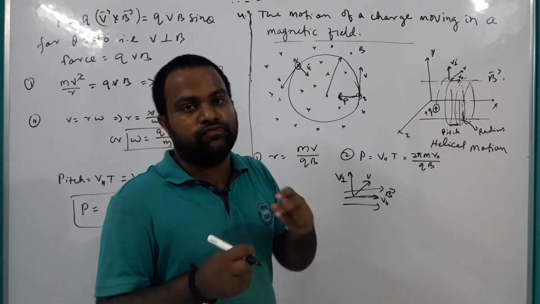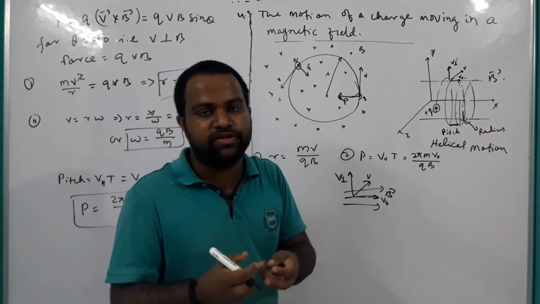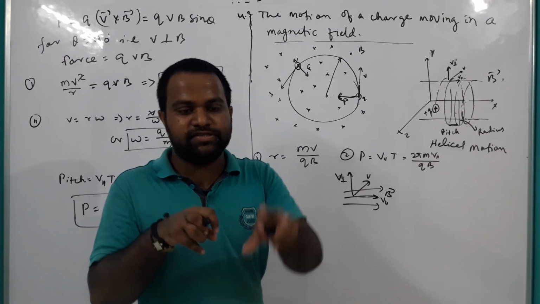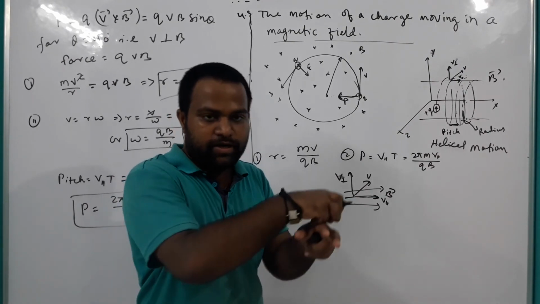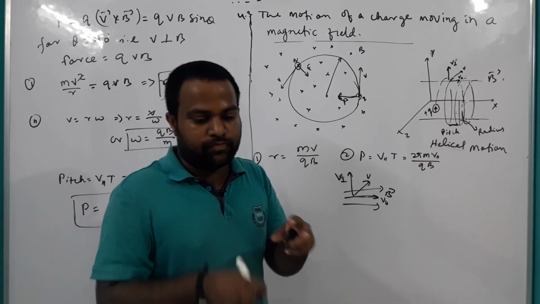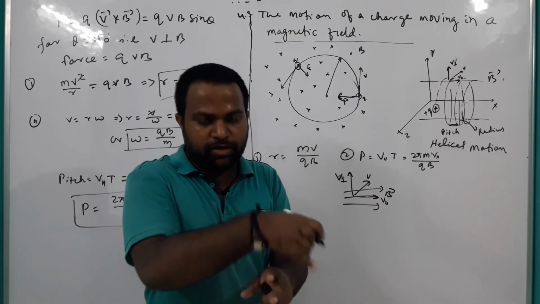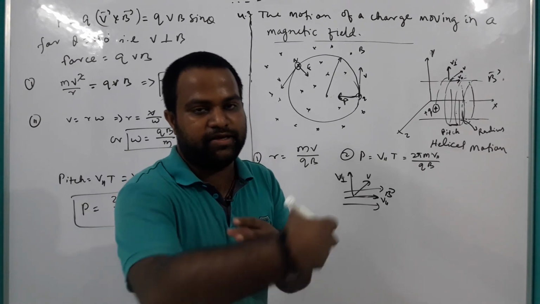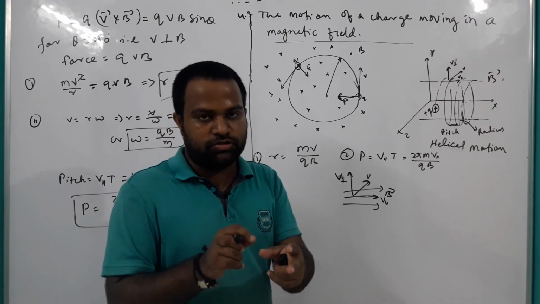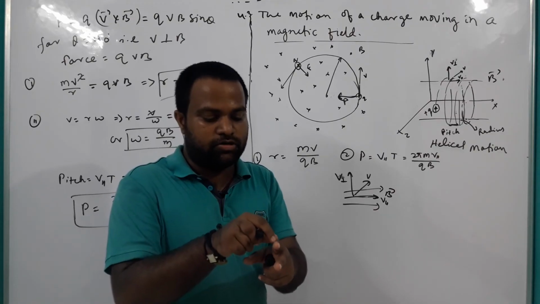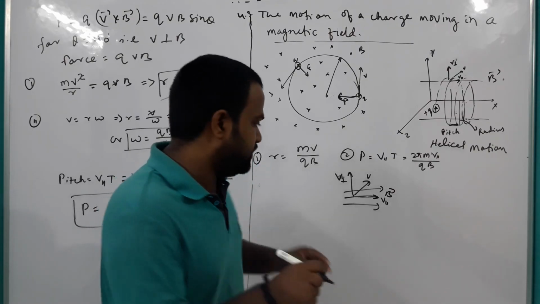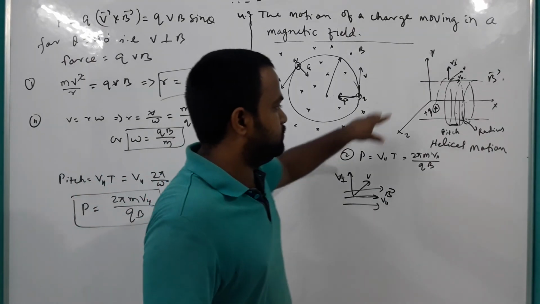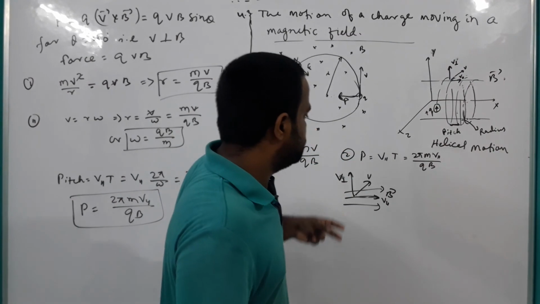The goal of the discussion is to find out the motion of a particle, or how the particle will move inside a magnetic field. Suppose a charged particle is moving inside a magnetic field. If it moves perpendicular to the magnetic field, it will just move in a circle. If it is moving at some angle, or has some component along the direction of the magnetic field, then it will move in a spiral, like helical motion. In this helical motion, the pitch, or the distance traveled by the particle in one rotation, we have calculated: 2 pi m v parallel by qB. This is a very important question for grade 12 students.